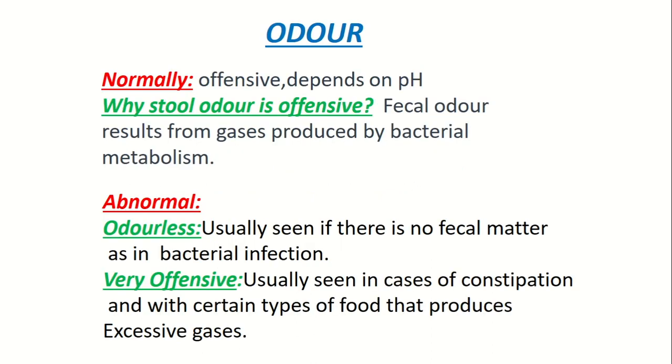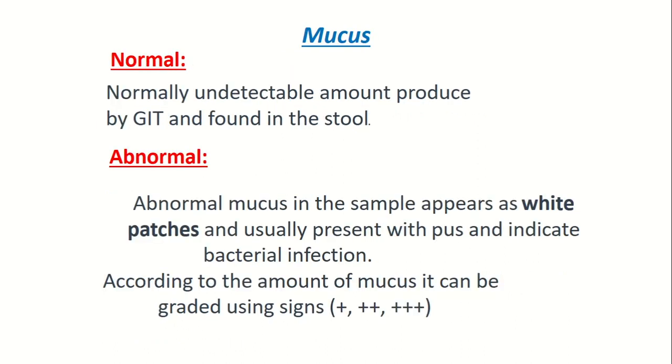Now odor. Usually it is offensive and depends on the pH. And why is it offensive? Because there are some gases produced by bacterial metabolism that give typical offensive odor. But sometimes it is odorless, and that is usually seen if there is no fecal matter as in bacterial infection. Sometimes it is very offensive, as in case of constipation, and sometimes due to some excessive gases.